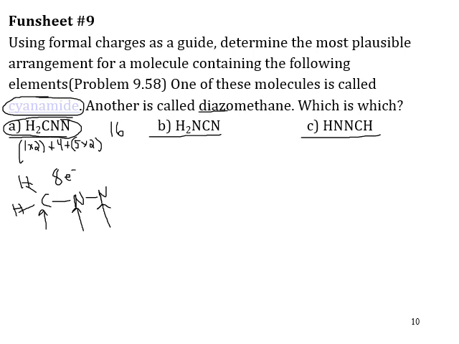Another is called diazomethane. So go through the motions of doing the Lewis dot structures, determining the formal charges, and seeing which one is more stable and which is which as far as cyanamide and diazomethane. So I'll let you guys work on that, and if you have any questions on that, of course, shoot me an email.